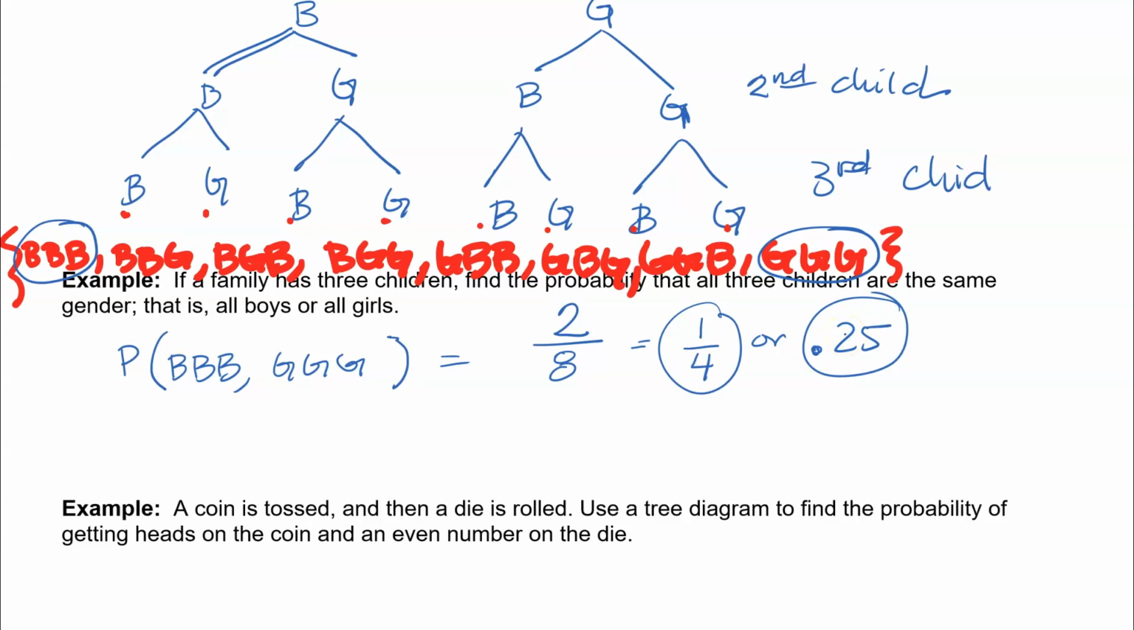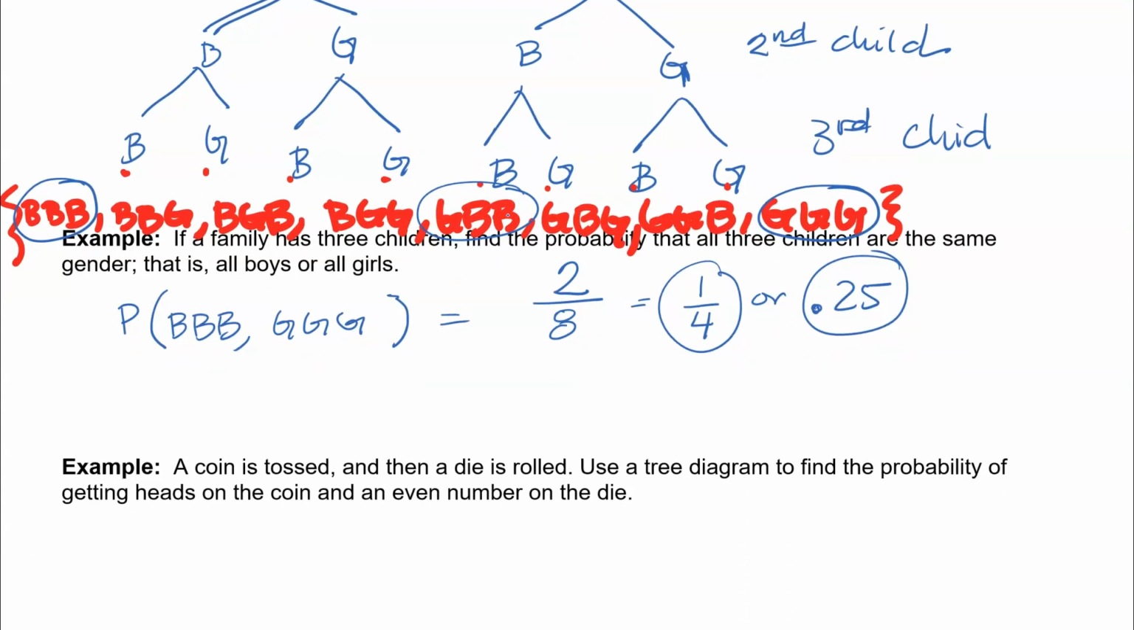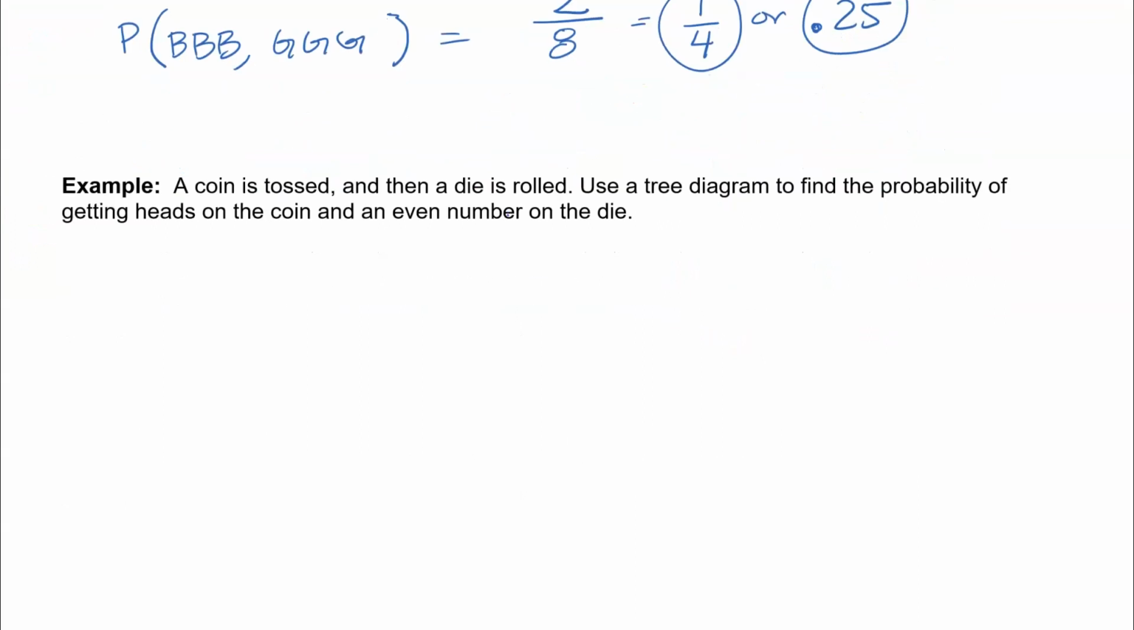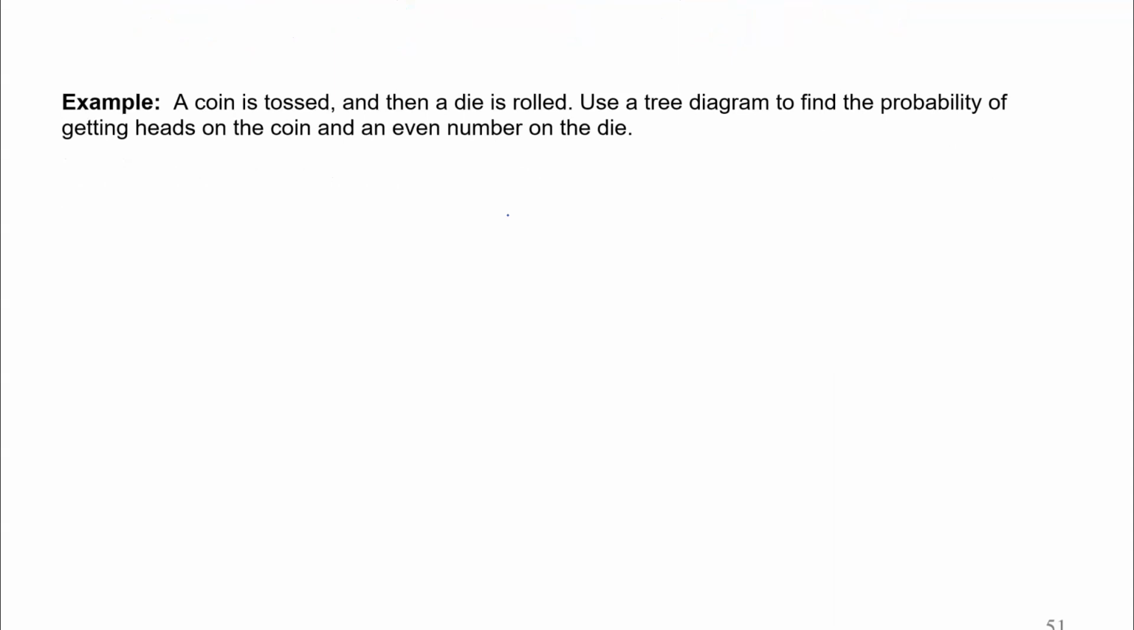So now once we have the tree, you can see it's a little bit easier. If I asked you even more questions like what's the probability of having girl, boy, boy, you can look and see, oh, well, that's 1 out of 8 without having to make the list each time. Okay, so let's look at this next example. We're going to draw a tree for this also. So we toss a coin and then we roll a die. So the first part, coin toss, let's do that part of the tree.